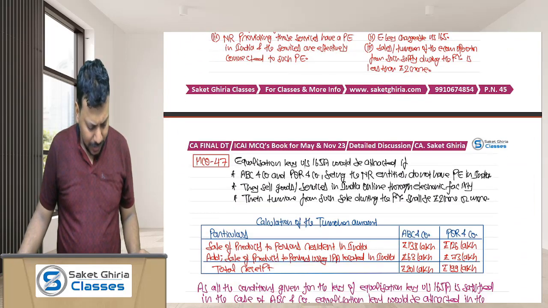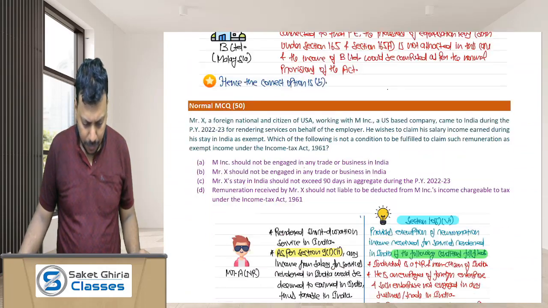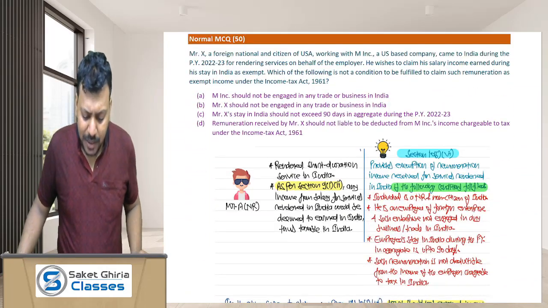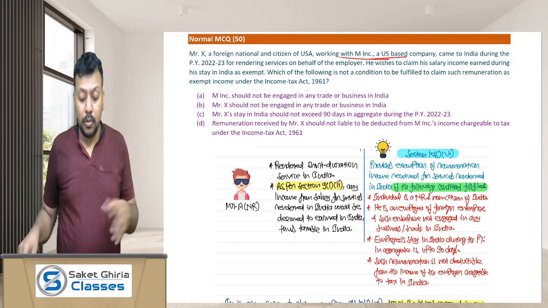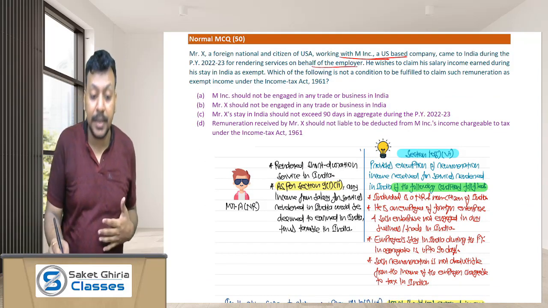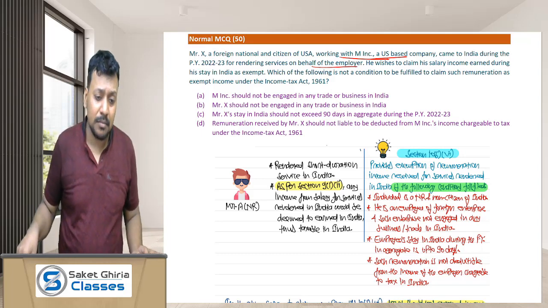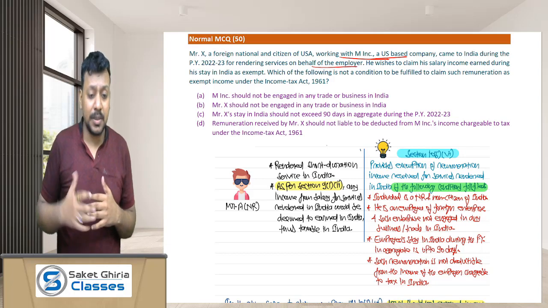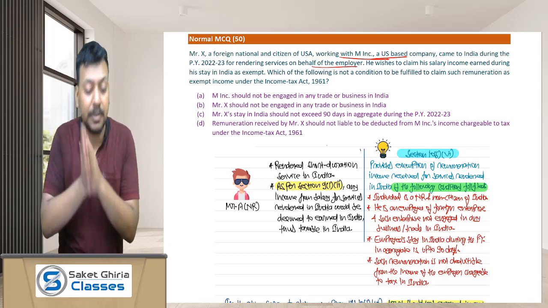Okay, so I think the last question is there. Mr. X, a foreign national and citizen of USA working with M Inc., a US based company, came to India during the previous year for rendering services in India. Dear friends, whenever a service is rendered in India, the salary is deemed to be earned in India as per section 9(1)(ii), and the salary income shall be deemed to accrue or arise in India and hence is taxable in India.